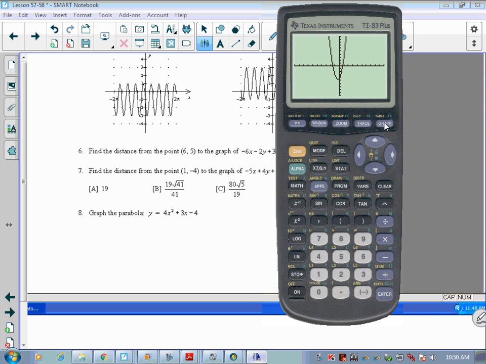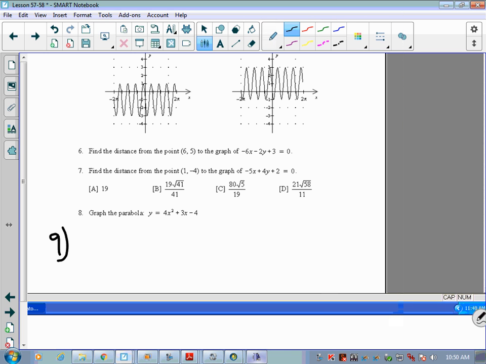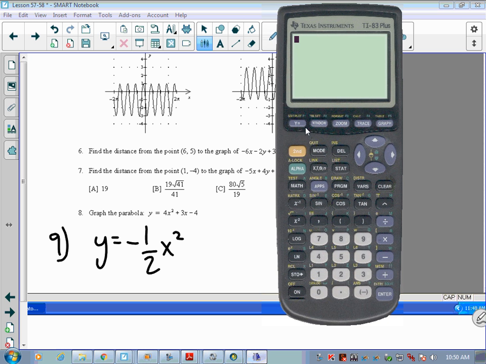In the same way with question number 9, which I think I forgot to attach, it is not on here, graph y equals negative 1/2 x squared, which we can do. Y equals negative 1/2 x squared, graph. Okay, looks something like that, which matches up with C, which you don't have.